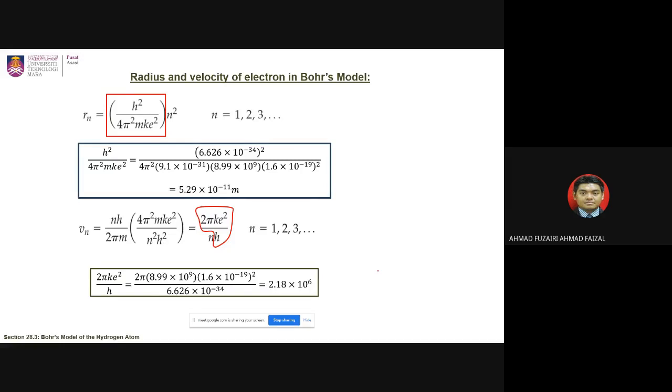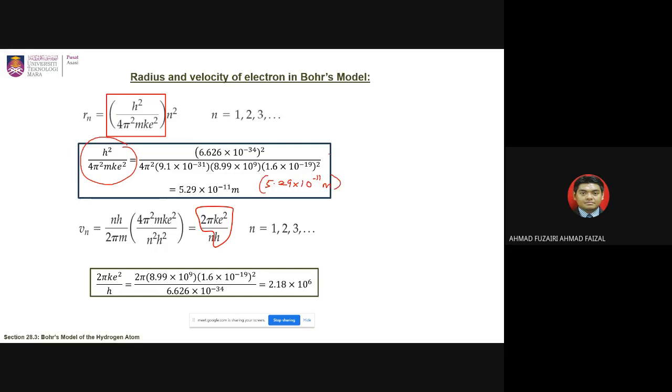So this is the continuation of the radius and also the velocity. So this is the radius, right? h squared over 4 pi squared m k e squared n squared. And what is the value for this thing? By default it is 5.29 times 10 to the power of negative 11 meter.